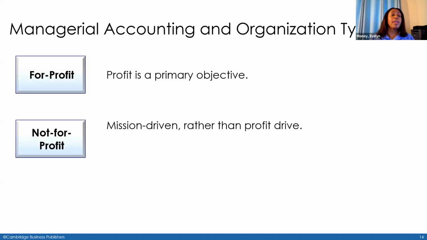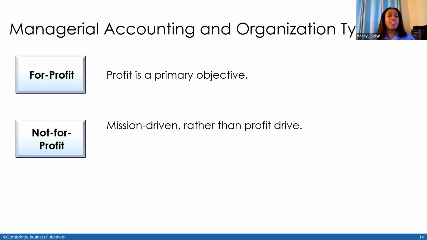Now, whether we're looking at a for-profit or a not-for-profit organization, all of this still applies. Yes, for a for-profit organization, the primary purpose of any business is to make a profit. For a nonprofit, it's mission driven. So there is some other purpose that actually does drive the activities of the business.